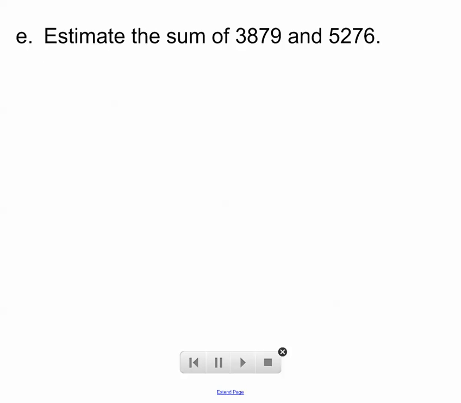Estimate the sum of 3,879 and 5,276. Okay, well, 3,879 is about 4,000, and 5,276 is about 5,000. 4,000 plus 5,000 is about 9,000.